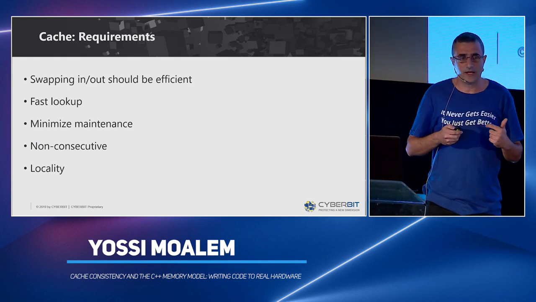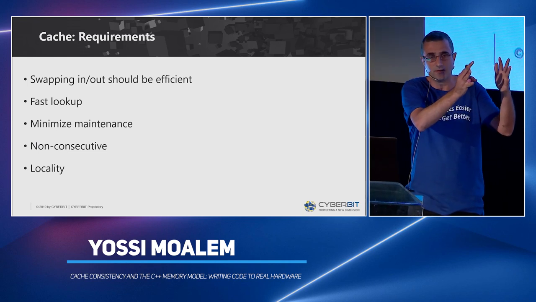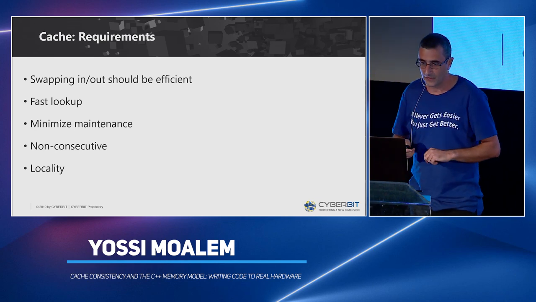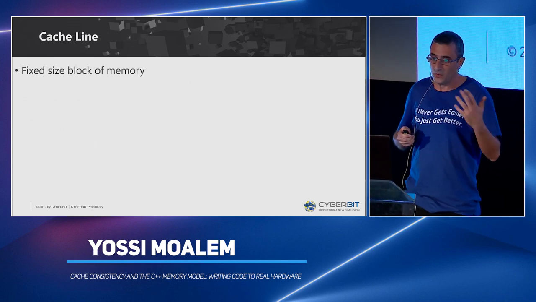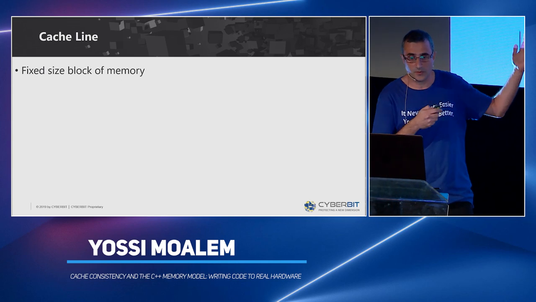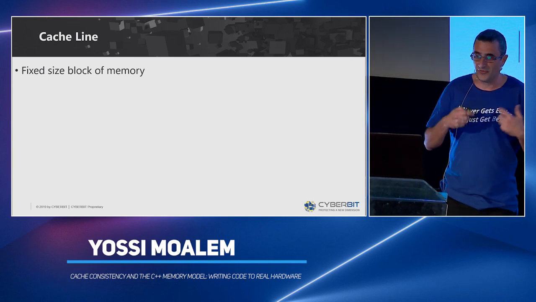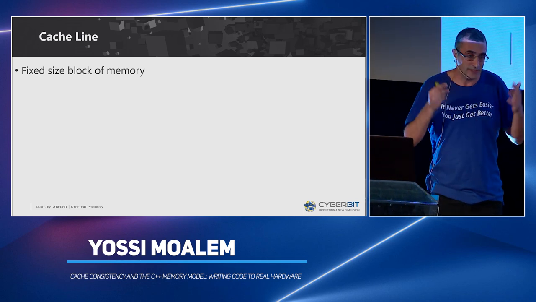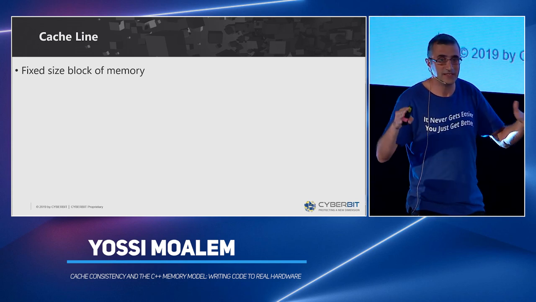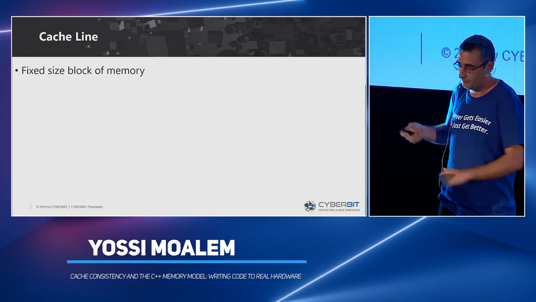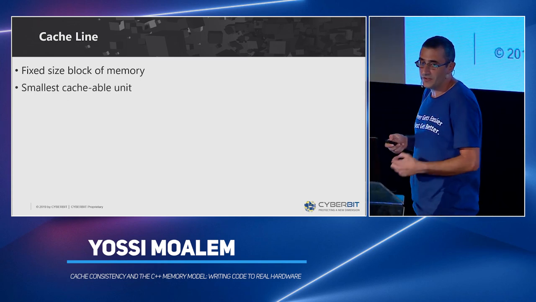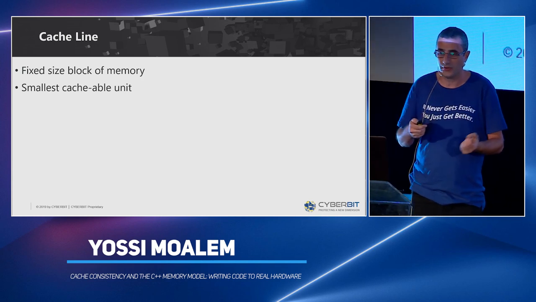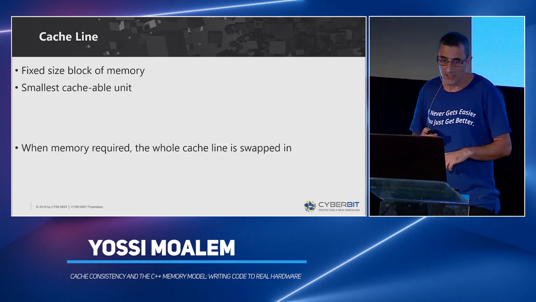But we still want some locality, because if I'm using this address, it's very, very likely that I'll want the one after and the one after. In order to support this, we introduced the term cache line. Cache line is a fixed size of memory. It depends on the architecture. The architecture sets the size, and that's it. It cannot be changed. And that's the smallest cacheable unit. We cannot talk about caching anything smaller than a cache line.